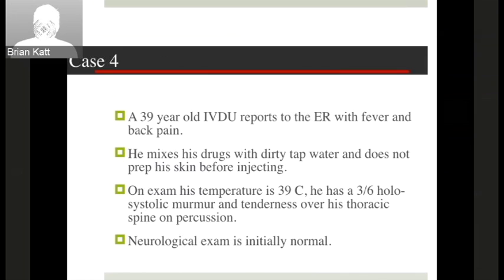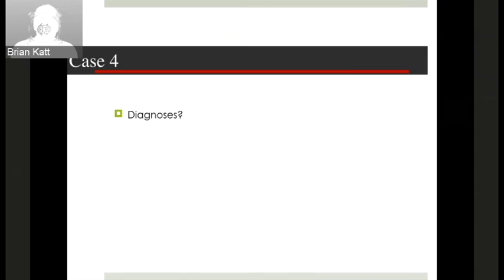So a 39-year-old intravenous drug user presents to the ER with fever and back pain. He mixes his drugs with dirty tap water and does not prep his skin before injecting. This sounds like a typical patient we see. On exam, his temperature is 39 degrees and he has a 3 out of 6 holosystolic murmur and tenderness over his thoracic spine on percussion. His neurologic exam is initially normal. So what's the diagnosis?